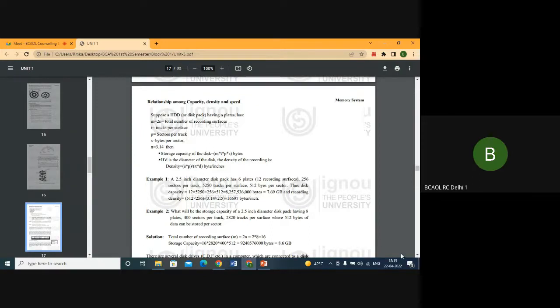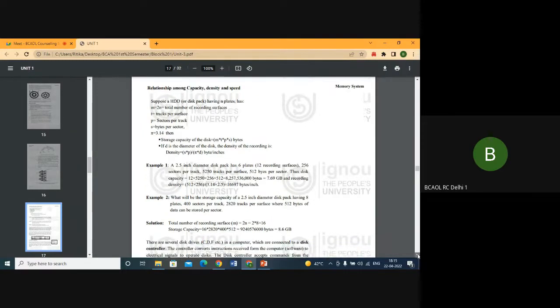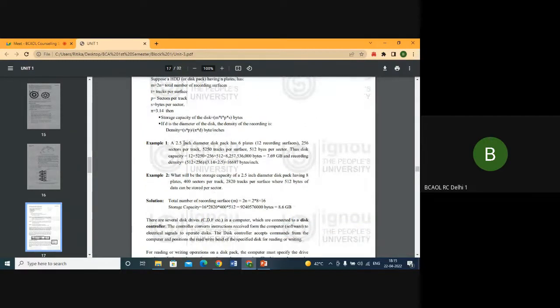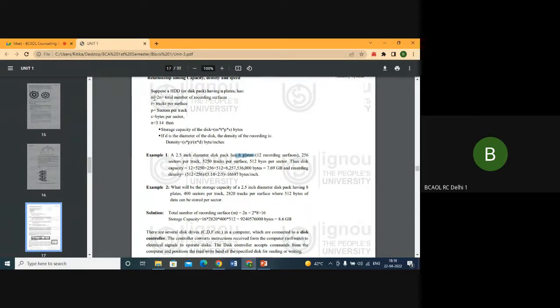As an example, suppose you are given a 2.5-inch diameter disk pack that has 6 plates. D is 2.5 inch. So how many recording surfaces? 6 into 2, that is 12. So your M is 2S, that means 12 recording surfaces.